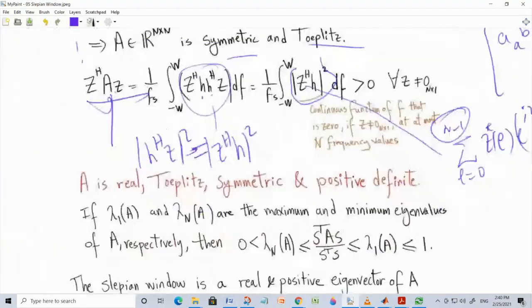Okay, so now, this matrix is very nice, very cool, and it has those properties. It's real valued, it's Toeplitz, it's symmetric, and it's positive definite. And its eigenvalues, because it's positive definite, are positive, and the maximum eigenvalue is less than or equal to 1. Why?